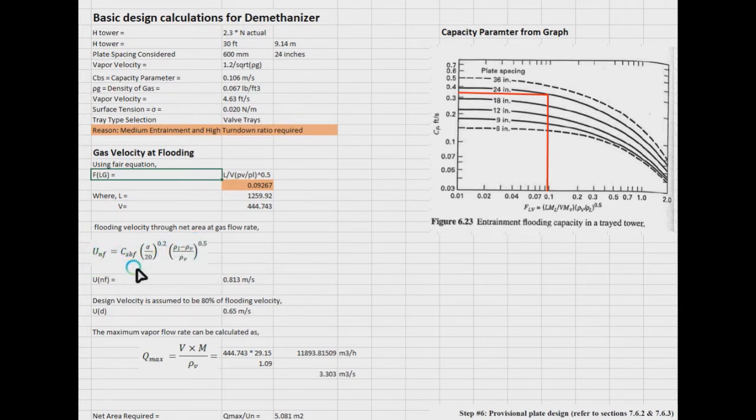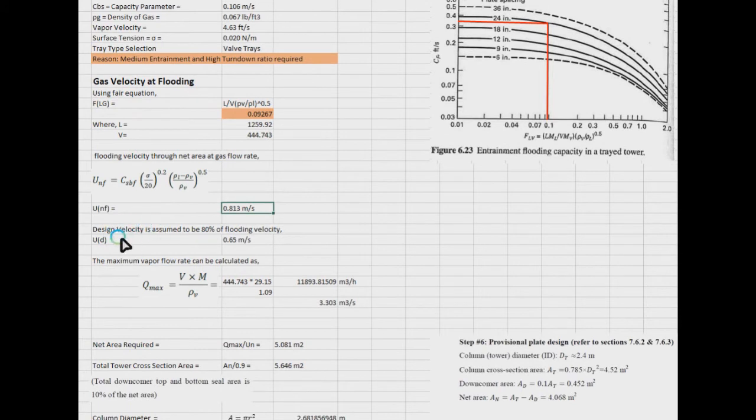Now, if you have calculated the flooding velocity, like here it is 0.813, you can calculate the design velocity, which can be, sometimes, taken as 70% of the flooding velocity, the maximum velocity at which flooding can happen inside the column.